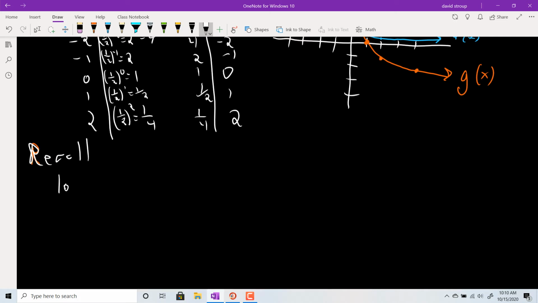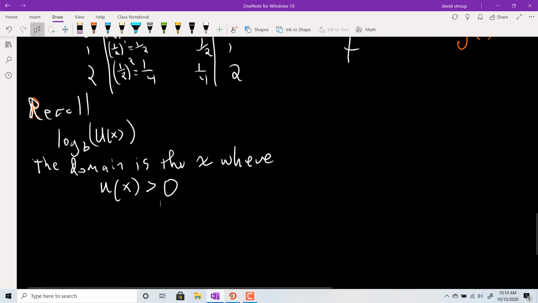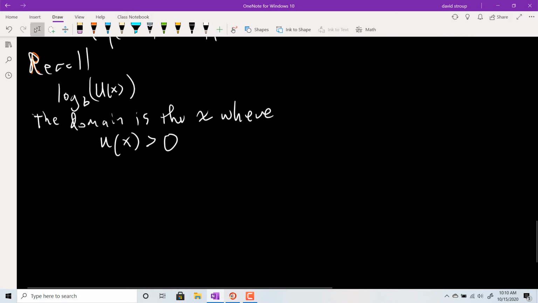If you have a log base b of some function of x, we'll say u of x, we require for the domain that the insides of the logarithm are greater than 0. Okay. So for a problem like number 77, we want to find the domain and express it in interval notation.